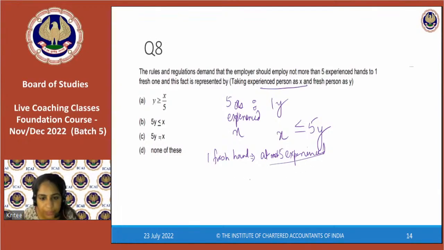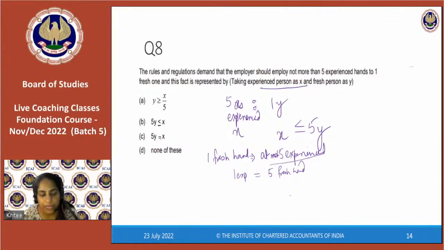So if I have to convert it into equality, what will that be? Try to understand from equality. If I am putting them equal, that means one experienced hand is equal to 5 times the fresh hand. If you understand it this way, there must not be more than 5 experienced hands to one fresh hand.